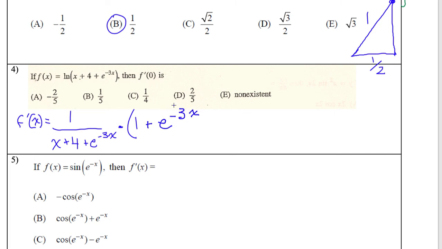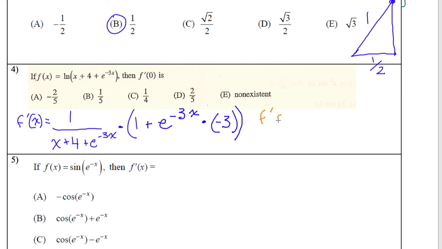But e to the negative 3x is a whole other function, so I have a dinner inner. When I take the derivative of e to the negative 3x, the doubter is e to the negative 3x, the dinner that I multiply by is negative 3. And then I'm going to immediately plug in 0. Whenever you can plug in something, plug it in as soon as you can. Don't simplify. You're doing too much work.